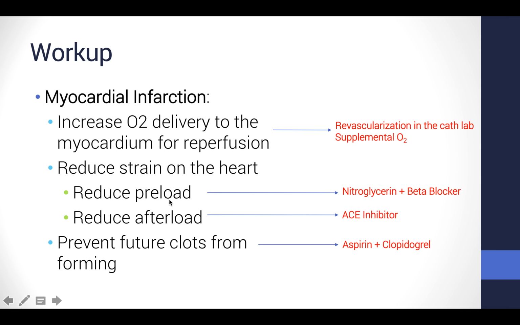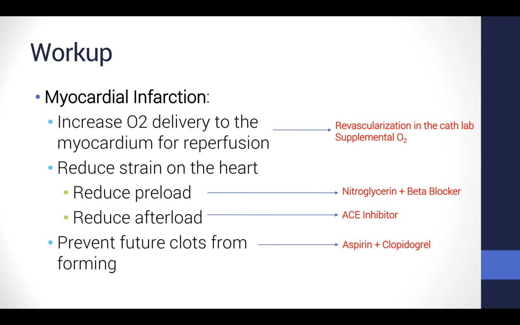Now, ways that we reduce preload, again, we can give them nitroglycerin to dilate their vessels and allow less blood to return into the heart. We can also give them a beta blocker to slow down their heart. When we're talking about reducing afterload, we want to give them a drug called an ACE inhibitor, which is essentially going to reduce the systemic blood pressure overall and decrease the pressure that the heart has to pump against.